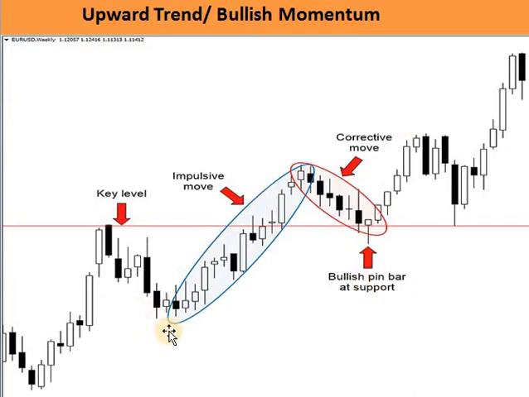Now, the direction or the wave in the direction of the general flow is called the impulse move or the impulse wave, while the one that is counter the general move, you can see that the general move is upwards, but there are some movements in the downward direction. This downward direction is called the corrective move or the corrective wave.